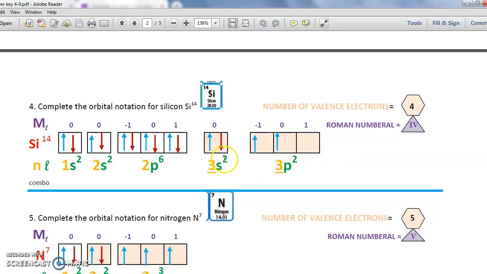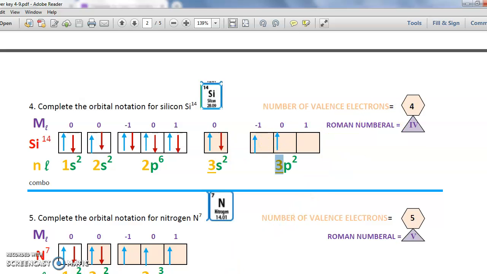We'll fill the 3s first with 2. So that gives us 2 and 2 is 4, and 6 is 10, 11, 12. I need 14, so we only need 2 in the 3p. How many valence electrons does this one have? Valence electrons are electrons on the outermost energy level. In other words, the biggest first number. The biggest first number is 3. I've got 2 on that 3. I've got 2 in this 3. 2 and 2, that's 4 valence electrons.